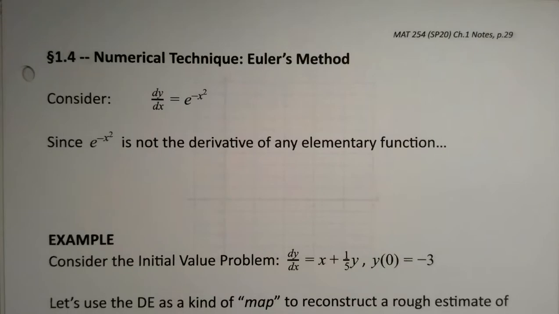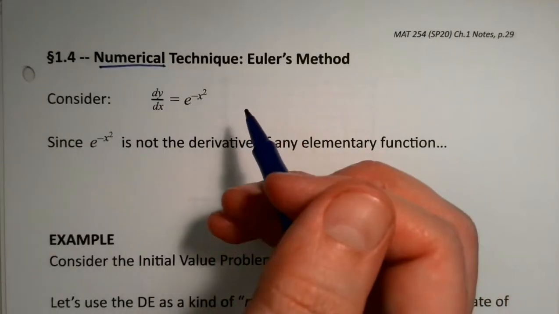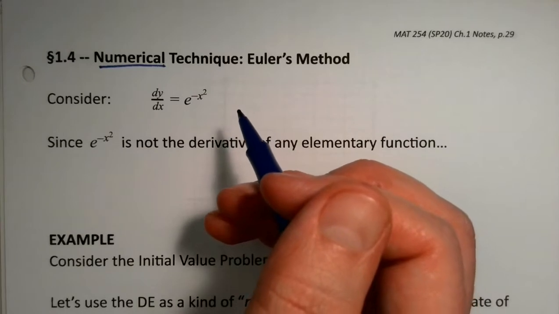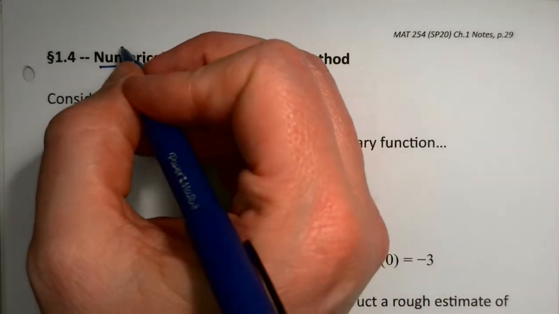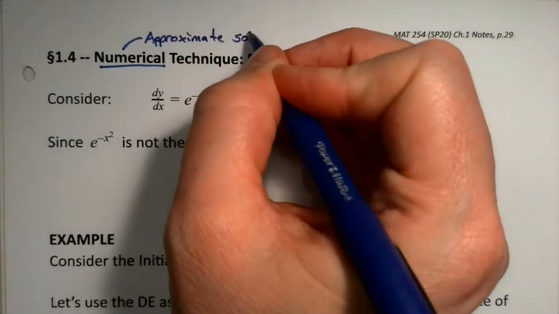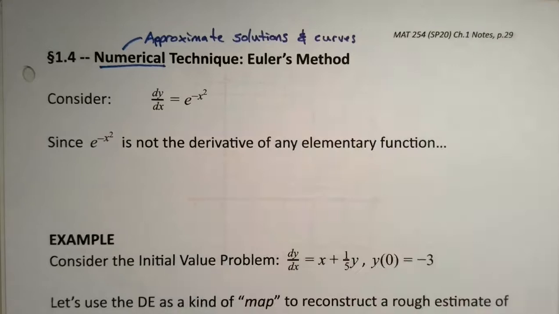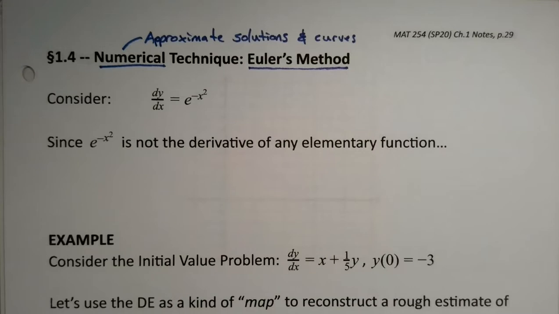So there's this third method, this third technique of solving differential equations called numerical techniques. These are sometimes referred to as computer or approximation methods, or there's a bunch of names for them. But basically what we're going to do is approximate solutions and curves. And that's what the numerical method is all about. Now, I don't say the numerical method because there's more than one. The one that we're going to focus on is called Euler's method, and it's probably the most well-known. It's kind of the entry-level numeric technique, and that's the one that we're going to focus on in this class.